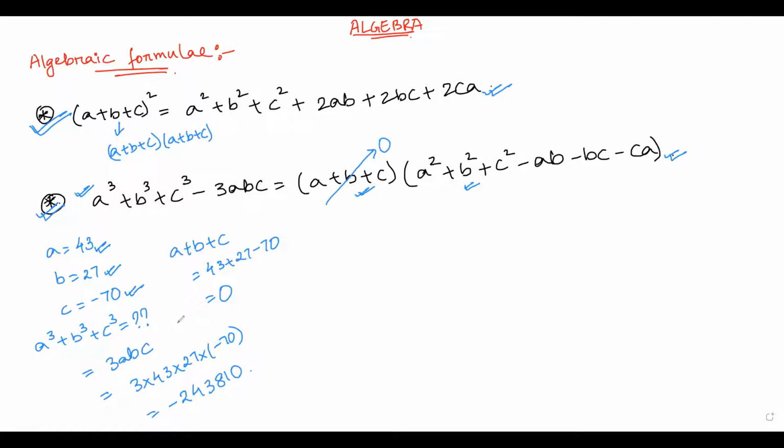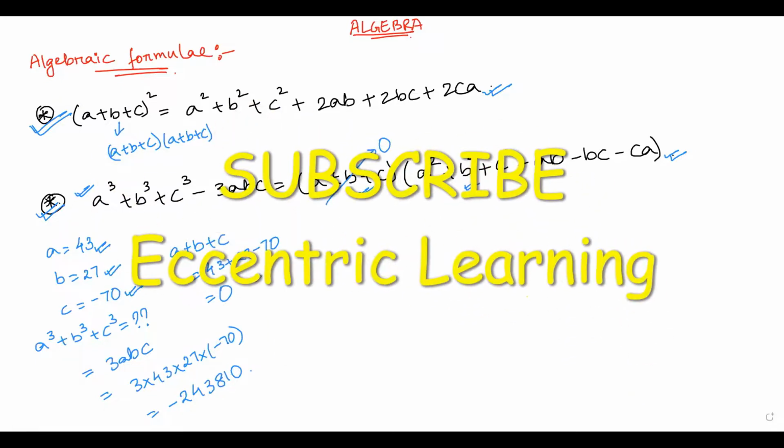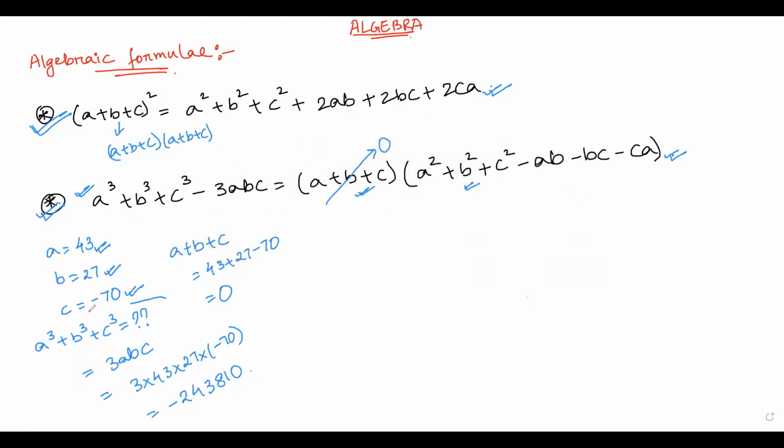So instead of finding the cube and then adding them up, what we can do directly is simply use this formula. That is, if a plus b plus c is 0, in that case, a cube plus b cube plus c cube would be given by 3 times abc.